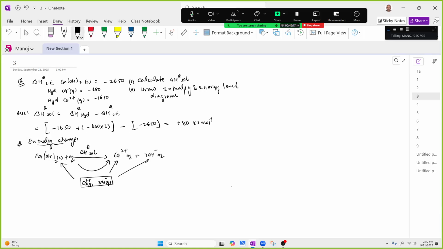Okay, what about the energy change diagram? Energy level diagram? Tell me when you finished. Please type DN for done if you finish.